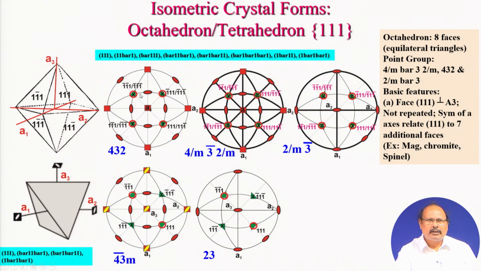What will be the nomenclature of this face here? It lies in the negative direction of A1 axis, positive direction of A2 axis, so it will have a nomenclature of bar 1 1 1. And this is the one which lies in the negative direction of A2 axis and the positive direction of A1 axis. So, its nomenclature will be 1 bar 1 1.